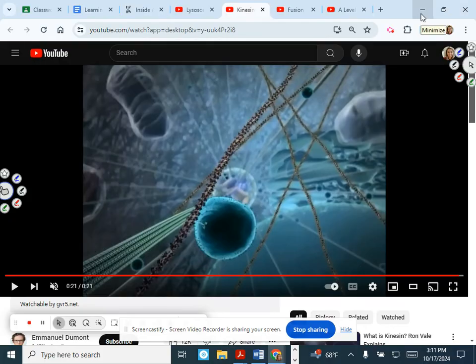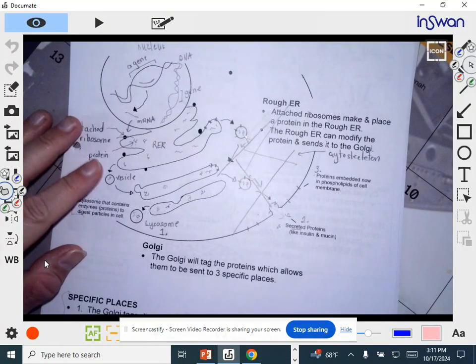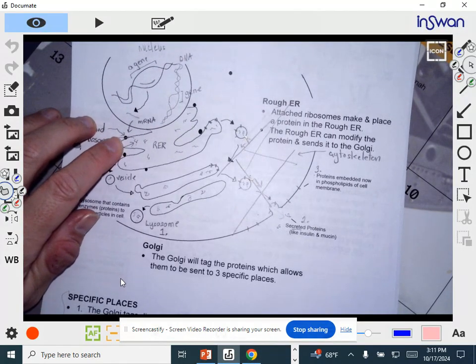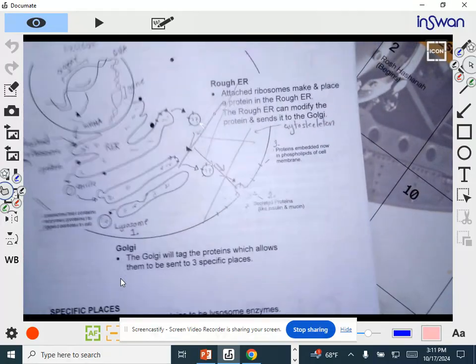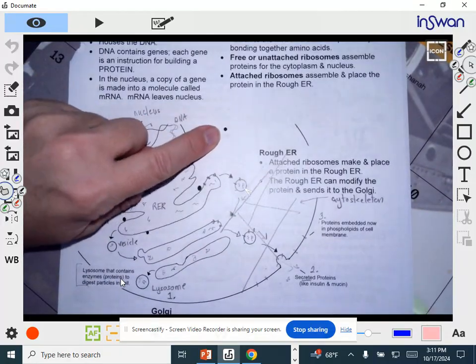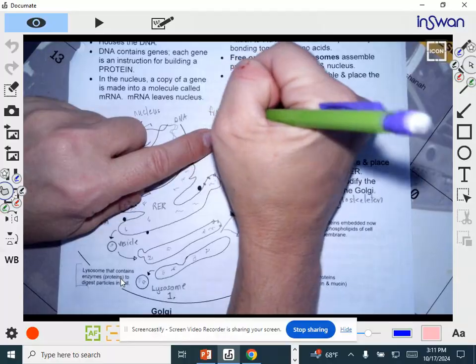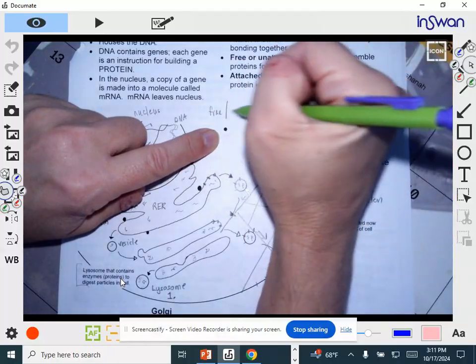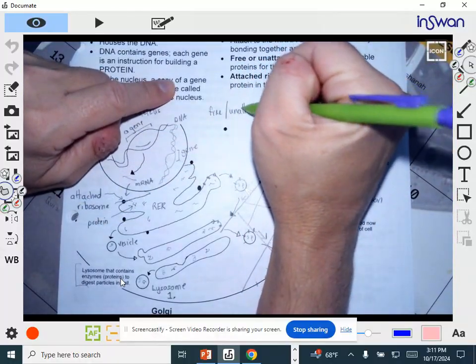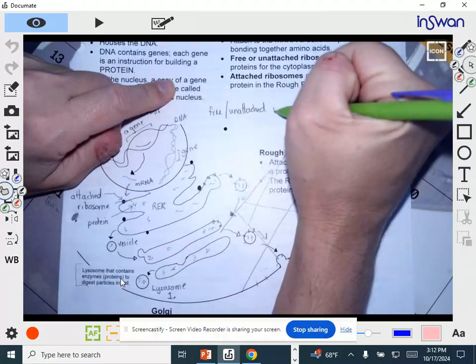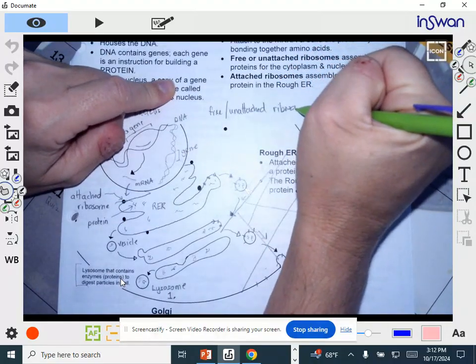Now, I forgot to mention why I'm here. I need to go back a little bit. I talked about ribosomes like this right here that's attached, and they make proteins and put them in the RER. But let's take a look at this little ribosome out here, because this is a free ribosome. So we can say free, or we can say unattached. It's a free or an unattached ribosome.